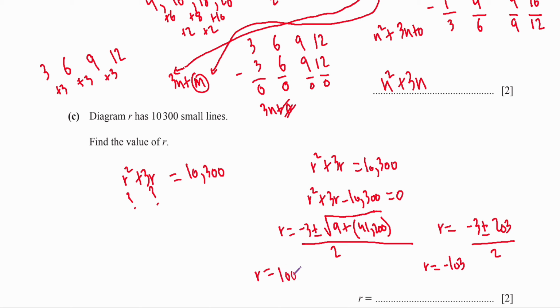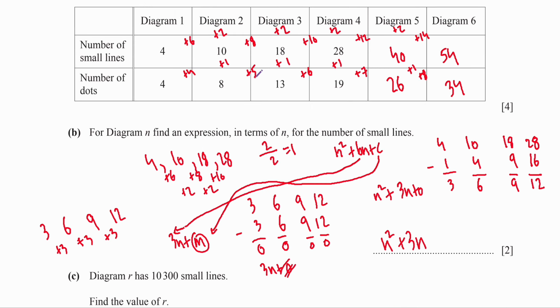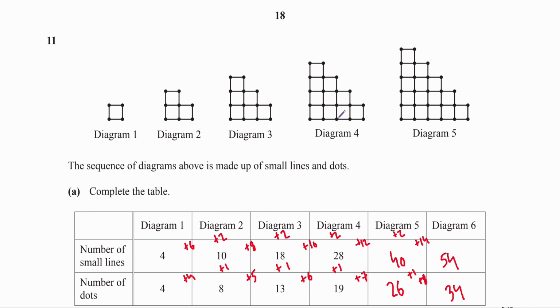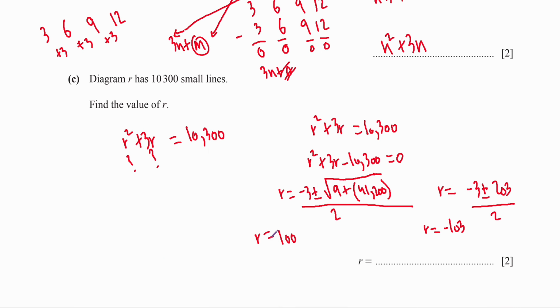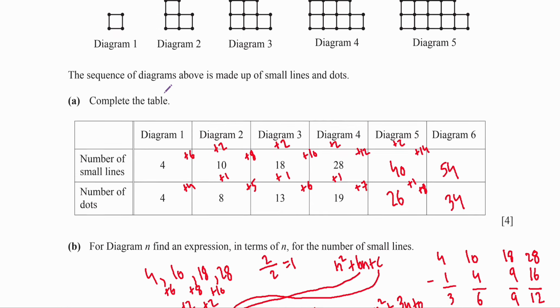Well, let's use our brain, right? You can't have a diagram negative 103. That's not a thing, because this is actually real life now. We're actually drawing stuff. You don't have negative diagrams, you only have positive diagrams. That means the only diagram that could work in this case is 100. So the 100th diagram would actually have 10,300 small lines.